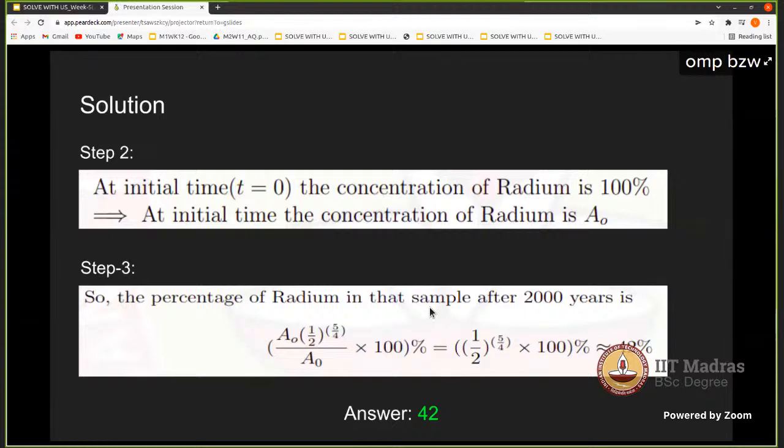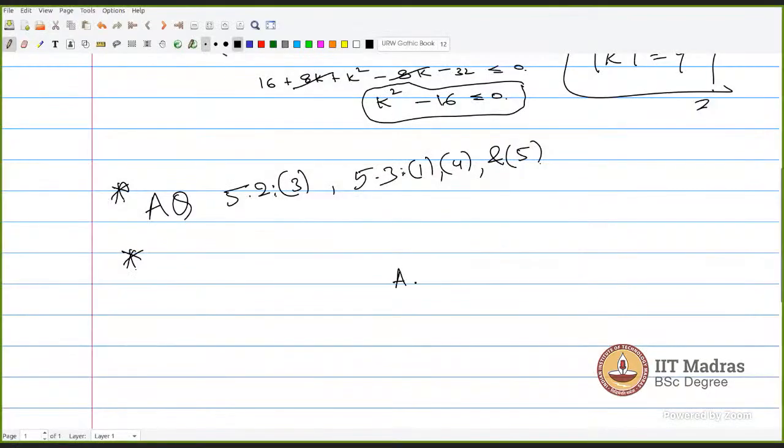Yes, it is possible. Sir, please explain step 3 one more time. Why are we dividing by A naught again? Okay, look at it like this. If A naught is 100%, how much will be A naught times half to the power 5 by 4? You have to cross multiply, right? If your A naught is 100%, how much is your A naught times half power 5 by 4? Correct. Cross multiply. Do you know this?